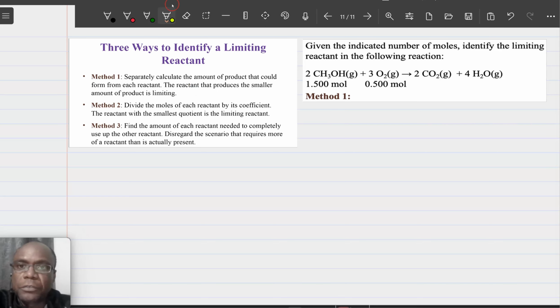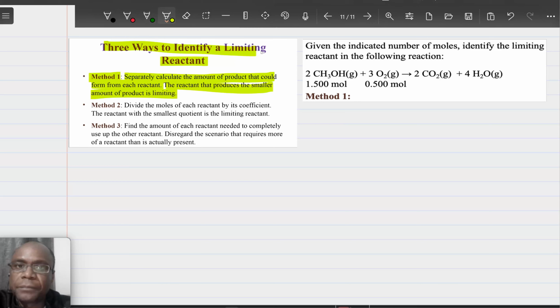Okay, here we are going to do some examples on how to find the limiting reactants. There are three ways to find the limiting reactants. Method number one: separately calculate the amount of product that could come from each reactant. The reactant that produces the smaller amount of product is limiting.